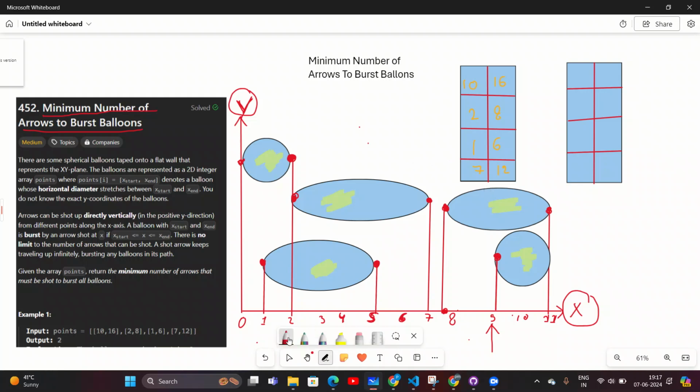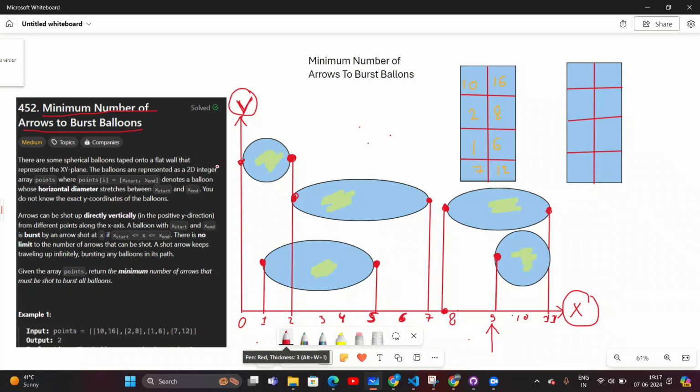Today we are going to see the solution part of this particular problem, that is minimum number of arrows to burst a balloon. We have already seen the description part of this problem, where we have understood what the problem statement was trying to tell us. Now we will quickly deal with the solution of this problem.